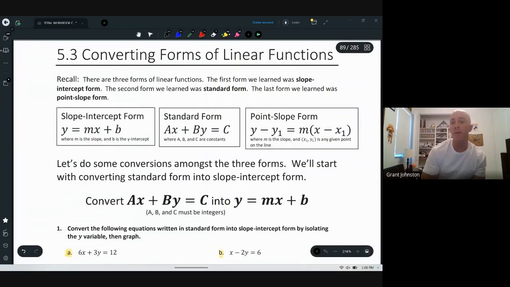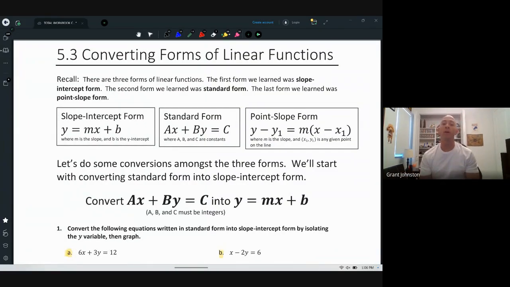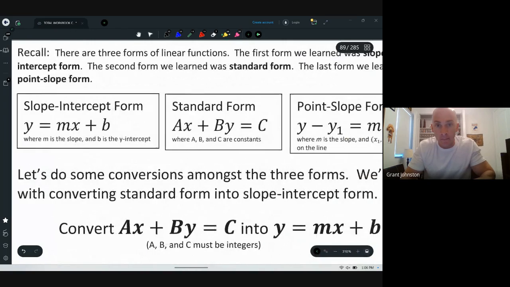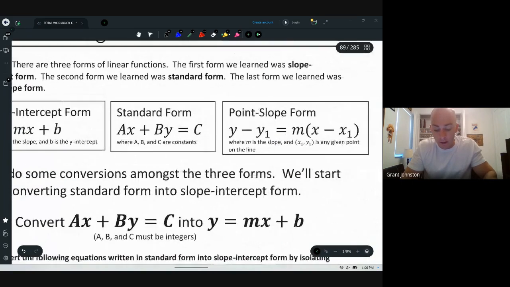Converting forms of linear functions. So we now have three forms of linear functions. We have slope-intercept form, we have standard form, and point-slope form. But sometimes it's going to be necessary to convert amongst those forms. So that's what we're going to do here. Up here are the notes for each of the different forms: slope-intercept, standard, and point-slope form.